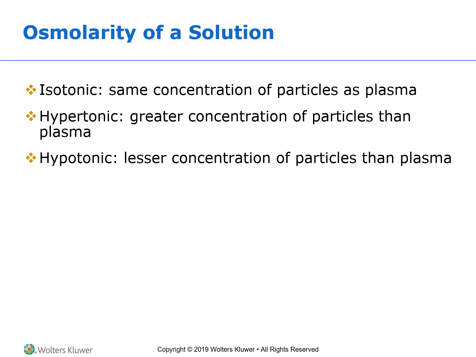Hypotonic solution is a lesser concentration, so it's going to be less than 275. And when we give a hypotonic solution, it causes the fluid to leave the vascular space and go into the cell, and it can cause the cell to swell.